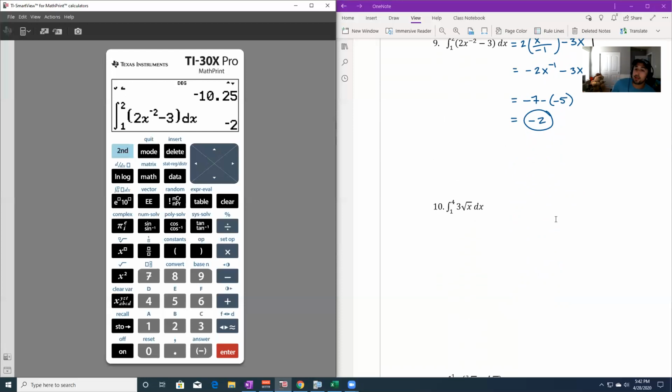All right, before we continue, we know we need to rewrite. So this will be the integral from 1 to 4 of 3x to the 1/2 dx. 3x to the 1/2 dx, and now we're ready for the antiderivative. So this will be 3 times, power rule this, right? 1/2 plus 1, that is 3/2, right? So you'll get x to the 3/2 over 3/2. Evaluate it from 1 to 4.